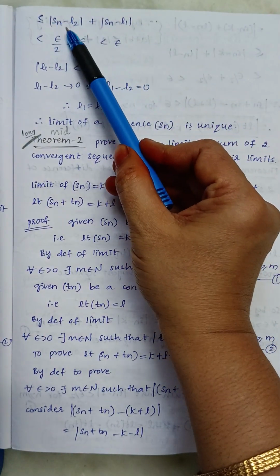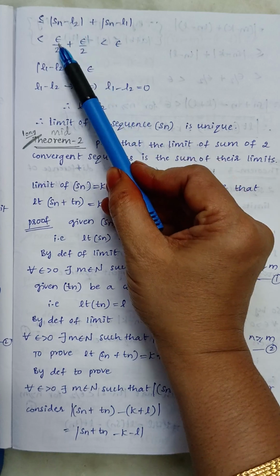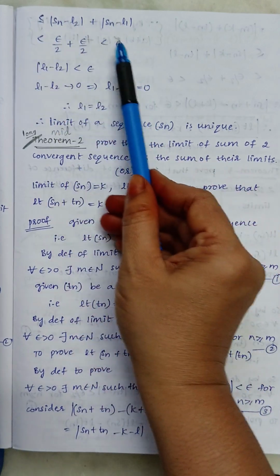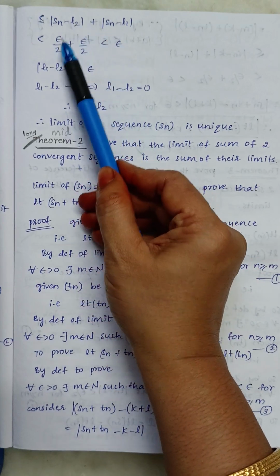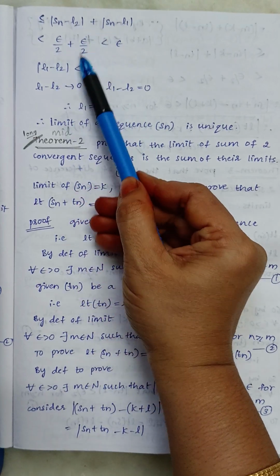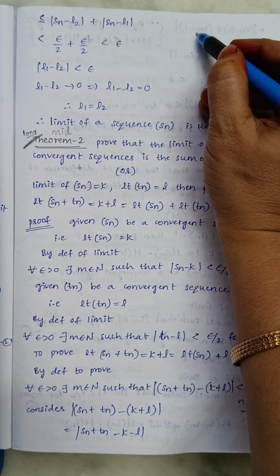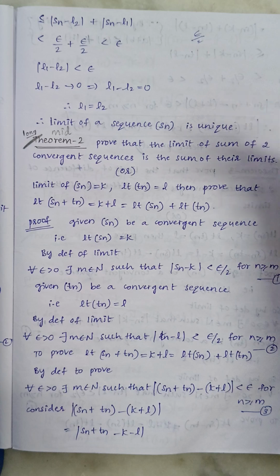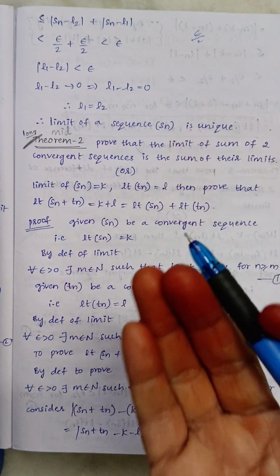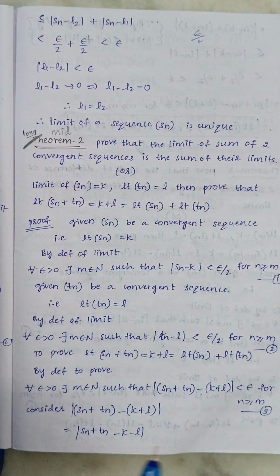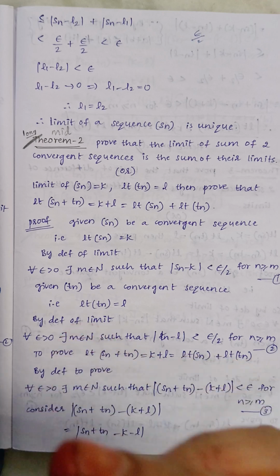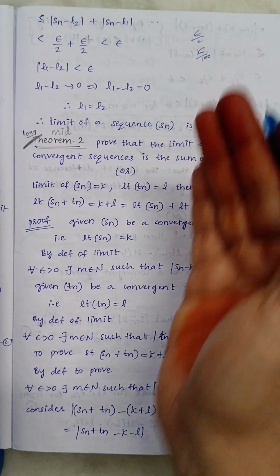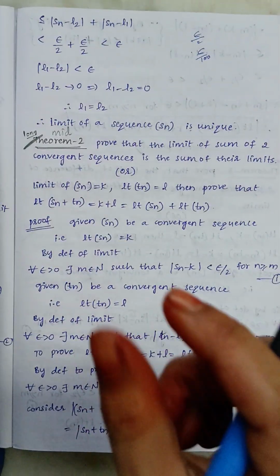So here mod Sn minus L2 is less than epsilon, and this is also less than epsilon, but we want the sum less than epsilon. That's why, for our convenience, we are taking epsilon by 2 here, because epsilon is a very small quantity. When you take it by 2, it will be even smaller, right? We take a small part and divide it into two parts, then one part is much smaller, like epsilon by 100: divided into 100 parts, one piece is a very small quantity.